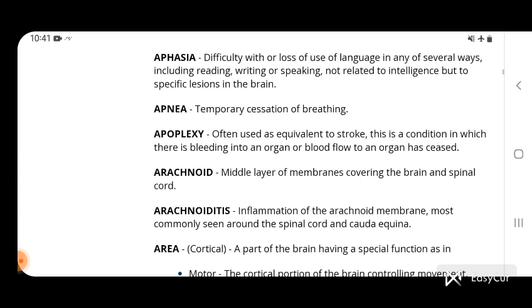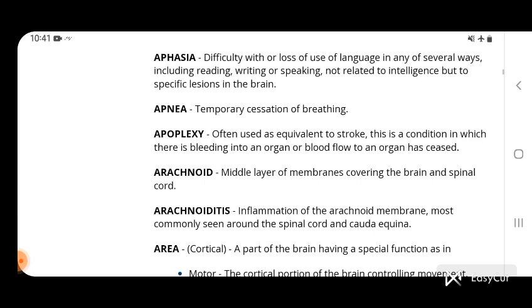Next is apoplexy. Apoplexy is used as equivalent to stroke. This is a condition in which there is bleeding into an organ or blood flow to an organ has ceased. Next is arachnoid. The arachnoid is the middle layer of the membrane which covers the brain and our spinal cord. Next is arachnoiditis. Whenever the word ending itis comes, it means inflammation. So arachnoiditis is the inflammation of the arachnoid membrane, which we already discussed is the middle layer of the membranes that cover the brain and spinal cord.